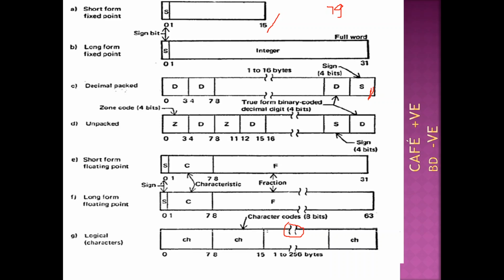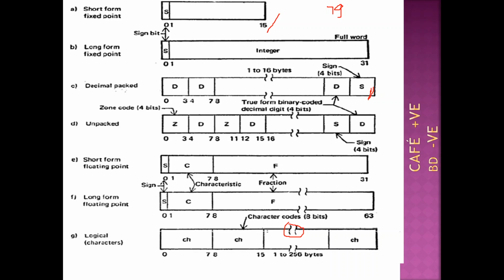The next one is the unpacked number. The only difference between packed and unpacked is, first, here also we are representing using 4-bit BCD only. But here you have something called a zonal code.